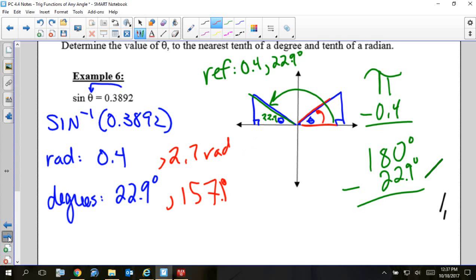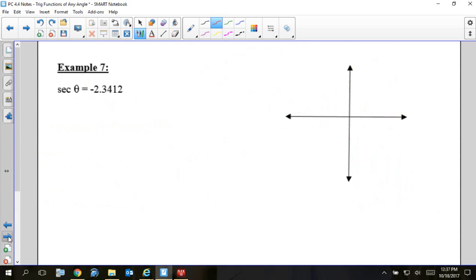You just want to keep it as accurate as possible, so we're not using a rounded one. It'll matter more when we have to round to different decimal places. When we round to the 10th, it doesn't matter so much. It will matter later. So we're going to do the secant theta equals negative 2.3412. Is there like a second secant button?